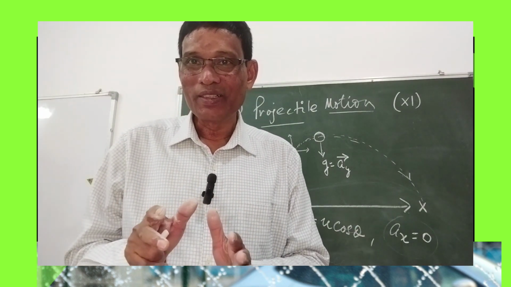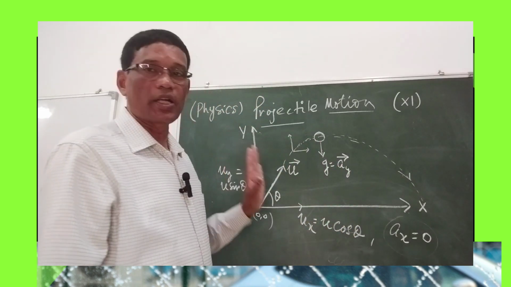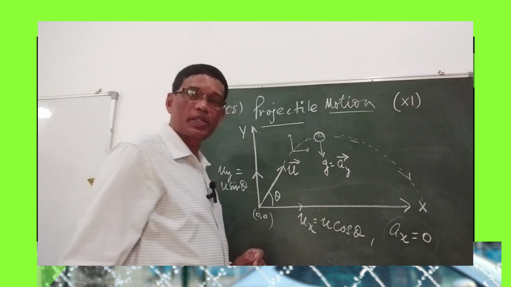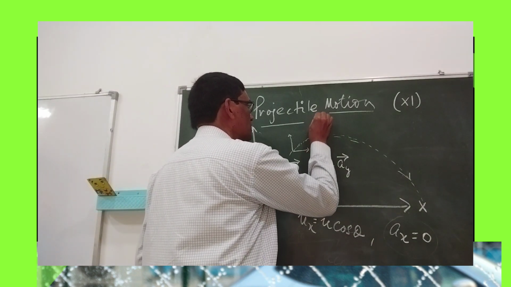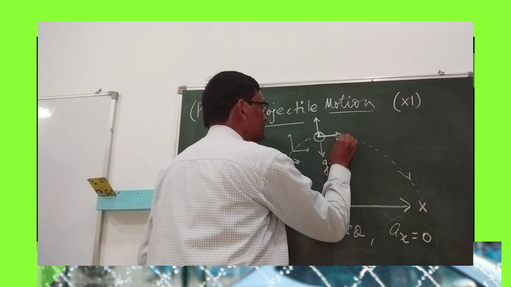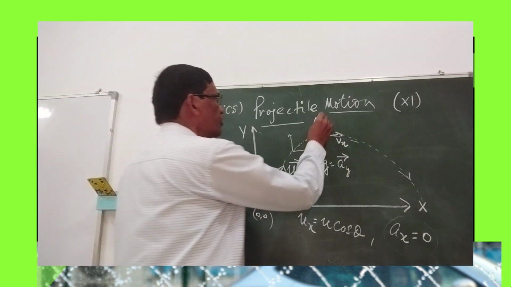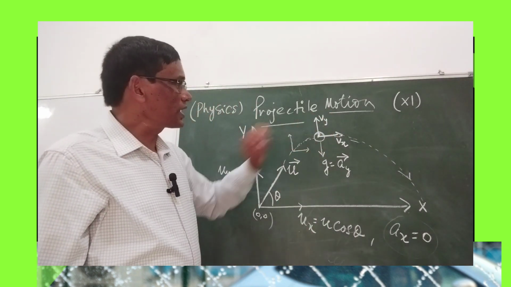Am I clear? Am I through? So this is what is to be understood very well. Now at the highest point, what must be happening? You look at here also, the particle will be subjected to the components Vx and Vy, the final velocity Vx and the final velocity Vy. But look at the highest point.